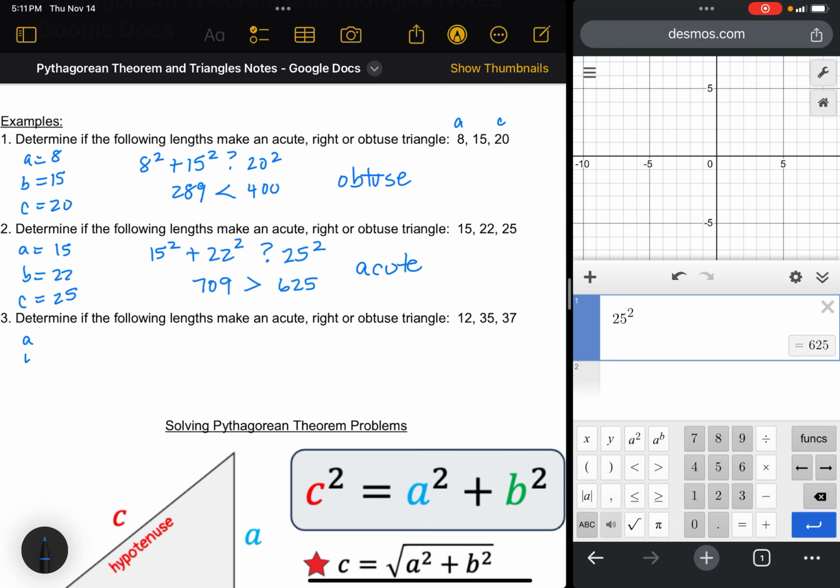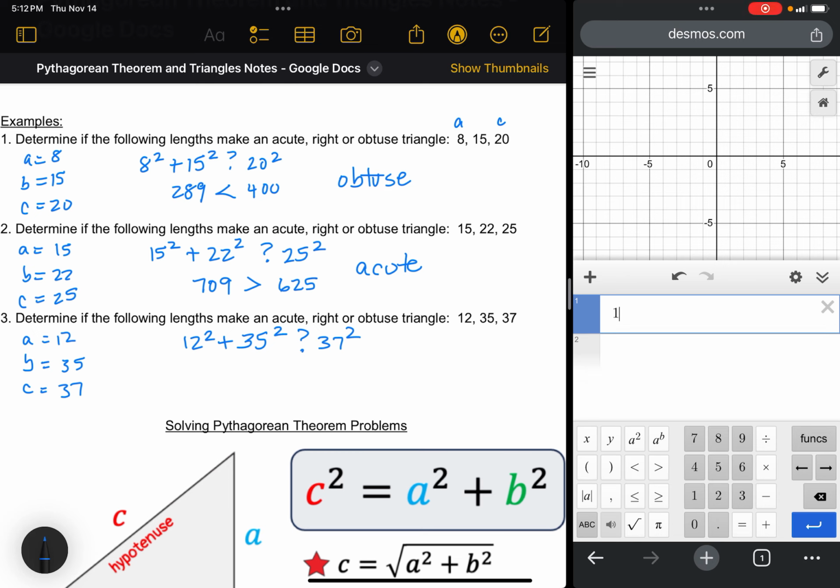I have A, B, and C, 12, 35 and 37. So I have 12 squared plus 35 squared, and I need to know how it relates to 37 squared. So I have 12 squared plus 35 squared. So I have 1369. And then I have 37 squared, and I have 1369 again. Those are equal, so this is a right triangle.